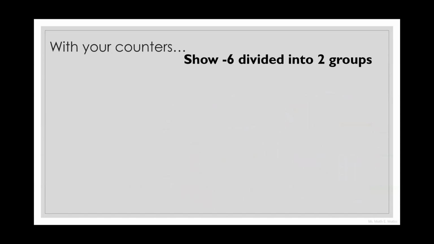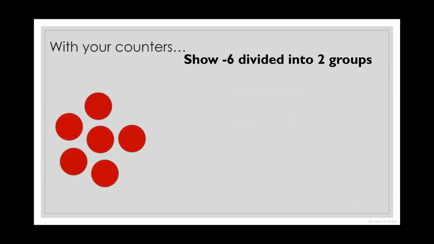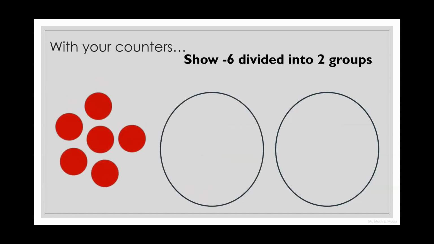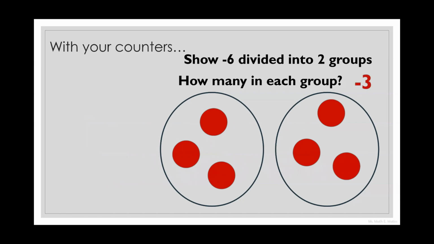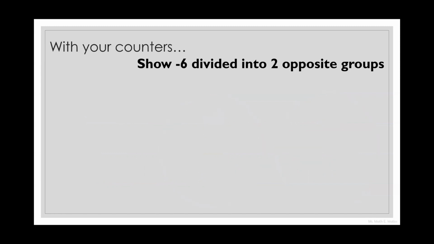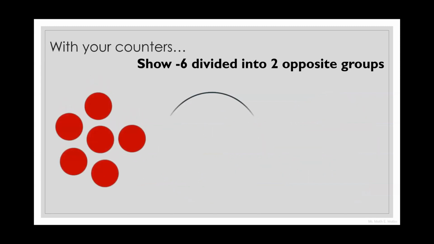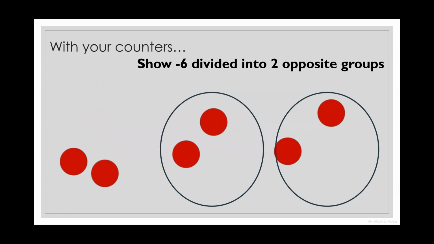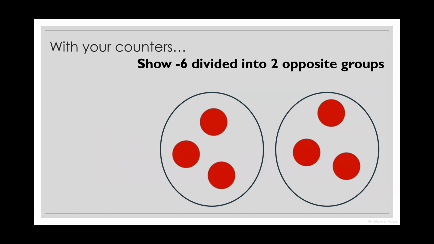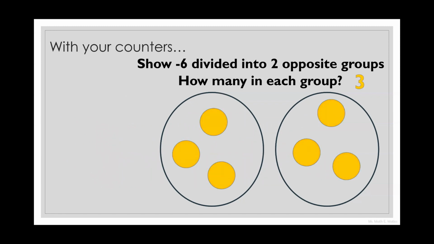How about -6 divided into two groups? So we start with our -6 here, and we're going to divide them into two equal groups. How many do we have in each group? -3. -6 divided by 2 is -3. How about -6 into two opposite groups? Here we have our -6. We're dividing it out into two groups. But remember, it's going to be opposite. So instead of negative, it's going to be positive. How many in each group? +3.